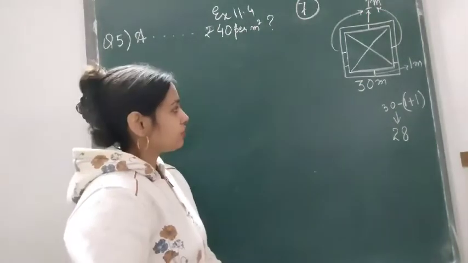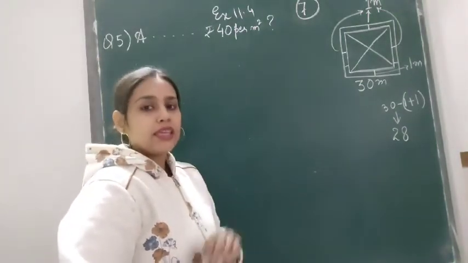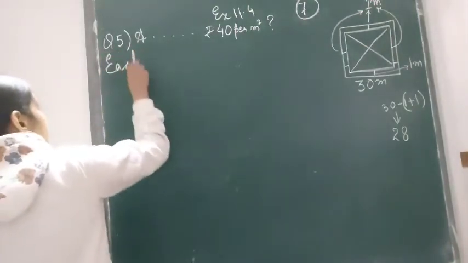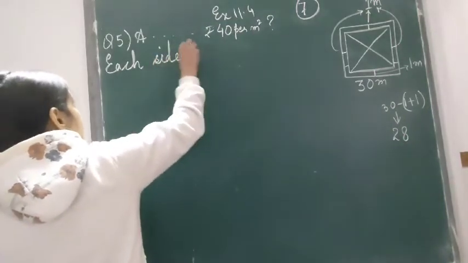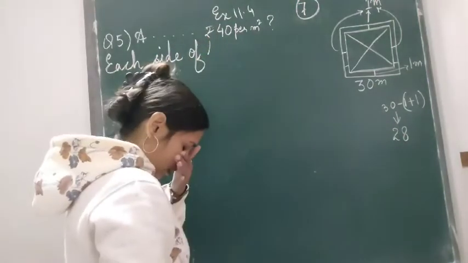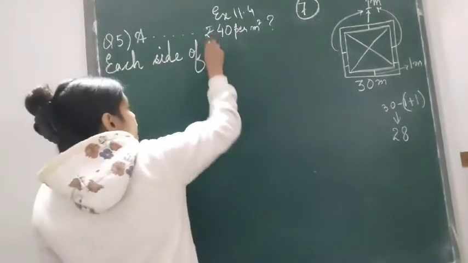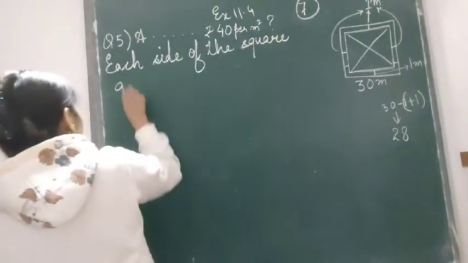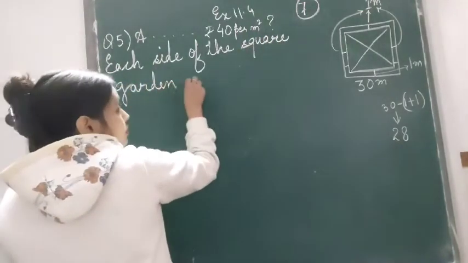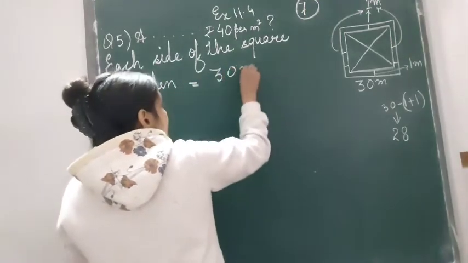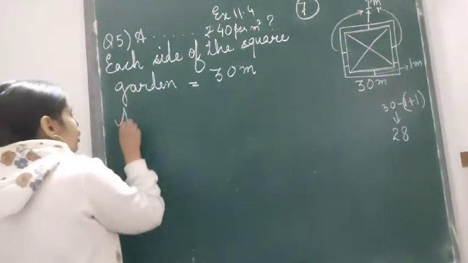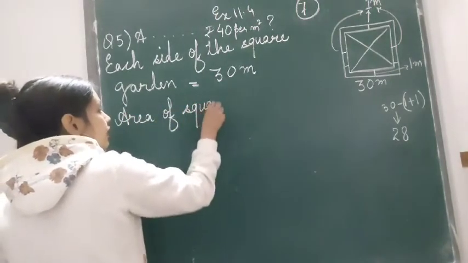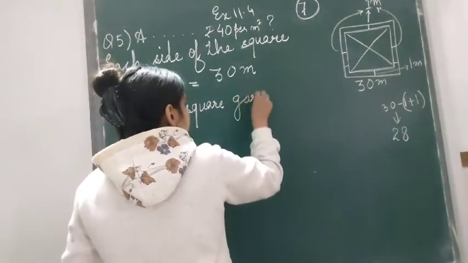What is this 30 meter? Each side of the square. So here what will we write? Each side of the square garden is equal to 30 meters. Now we have to find the area. So area of square garden.